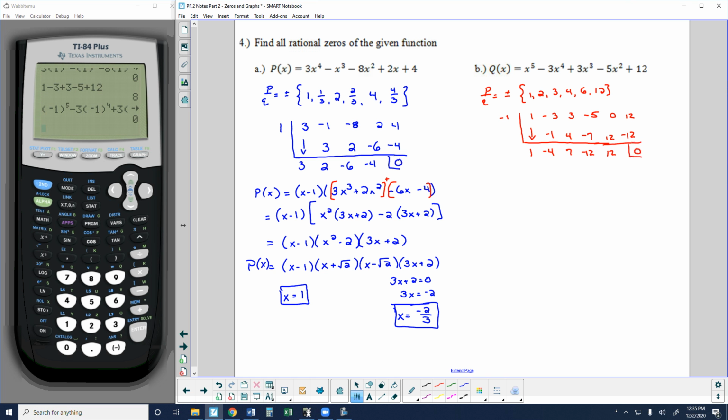Now, instead of writing q of x this time as all of the factors, I'm just going to look at what's left over. So this would be x to the 4th minus 4x cubed plus 7x squared minus 12x plus 12. And what I would like to do is to be able to factor this version, or what's remaining here, from synthetic division. But I can't. What I can do is I can go back to the list of P over Q and see if one of these numbers is going to work here with my new expression.